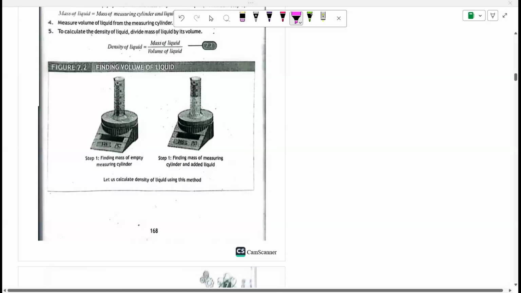Clearly, we have the diagram in front of us. We could easily refer to that. The liquid whose density we're going to measure, first we'll pour that into a measuring cylinder. We will note the volume of that liquid from there, and then first we will measure the empty cylinder. We will note the mass of it, and then we'll pour the liquid into it, and we will measure the mass of the liquid in it.